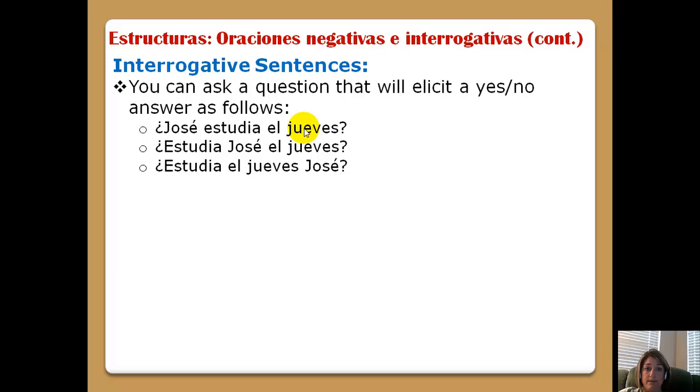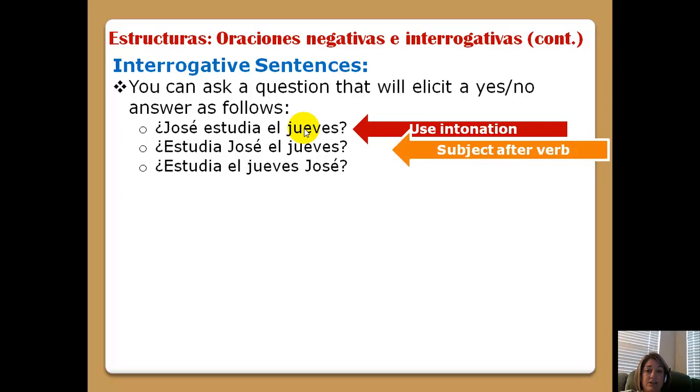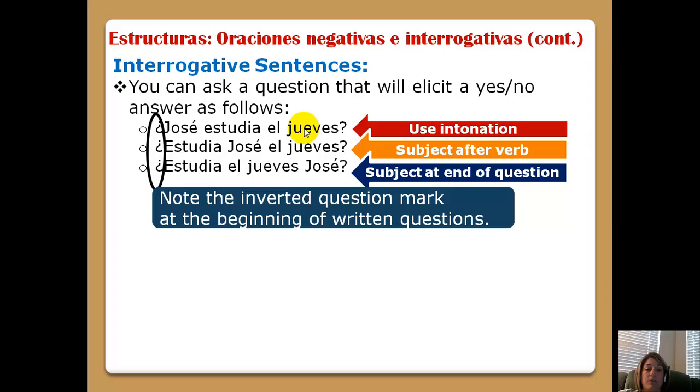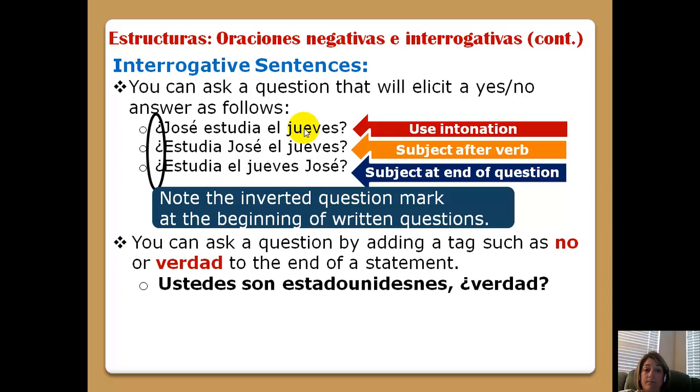We could put the subject right after the verb. So, ¿estudia José el jueves? Or we could put the subject at the very end of the sentence. ¿Estudia el jueves José? All three of these work. So that first one, it's just a matter of intonation. The second one, you put the subject right after the verb. And then the third is subject at the end of the question. And please make sure that you note the upside down question marks when writing.